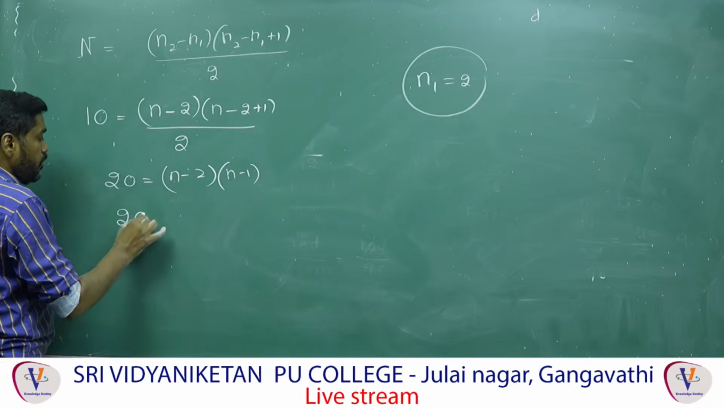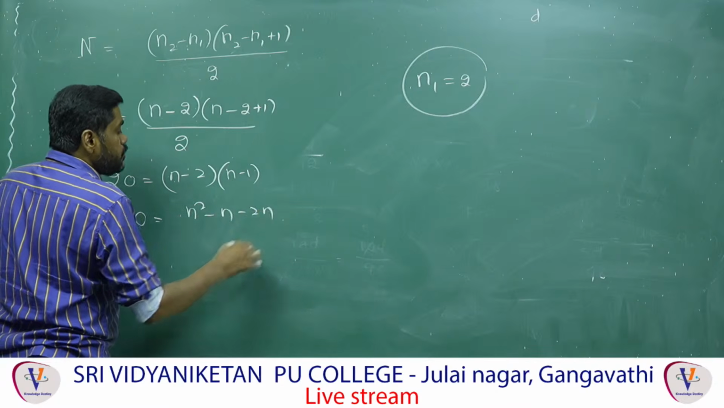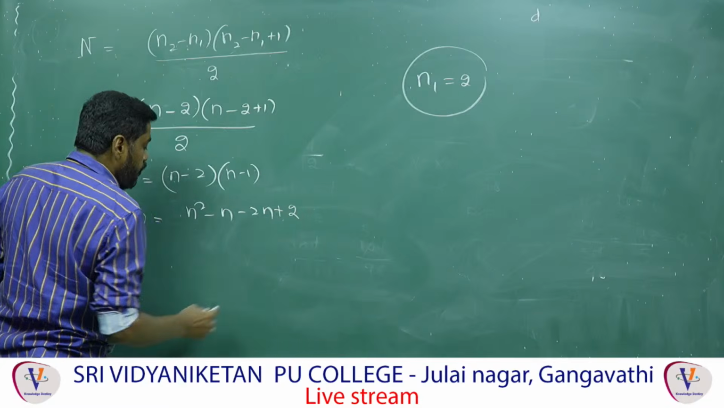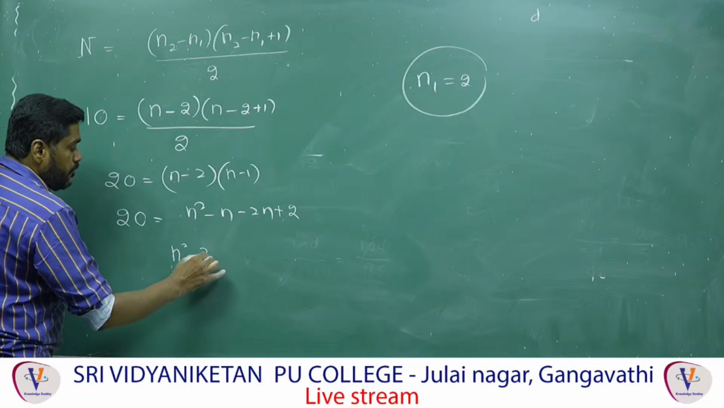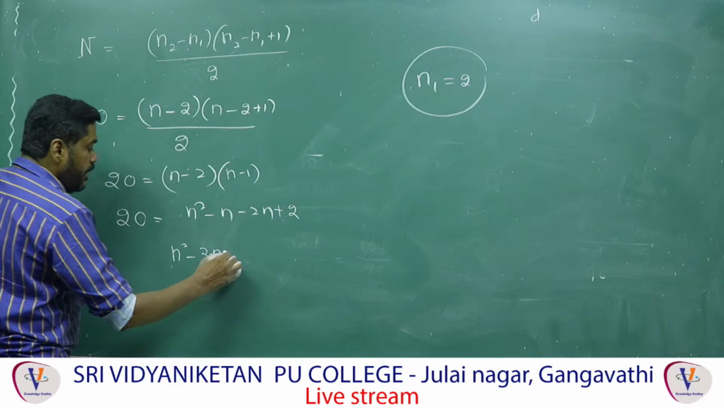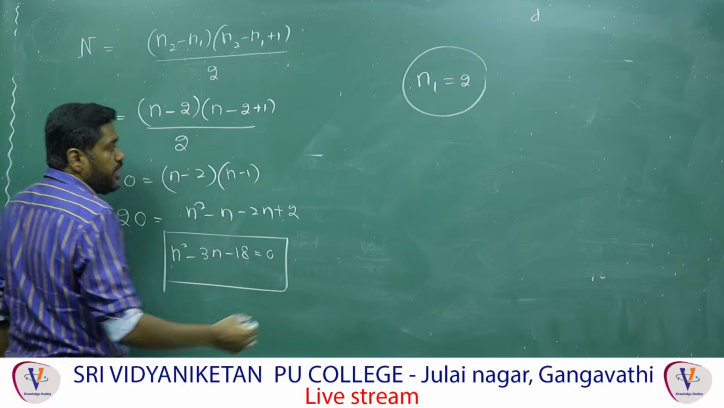So, 40 is equal to (n minus 2) into (n minus 1), that is n square minus n minus 2n plus 2. Therefore, finally n square minus 3n, come this side, minus 18 is equal to 0. This is the quadratic equation. Solve it, we will get the answer.